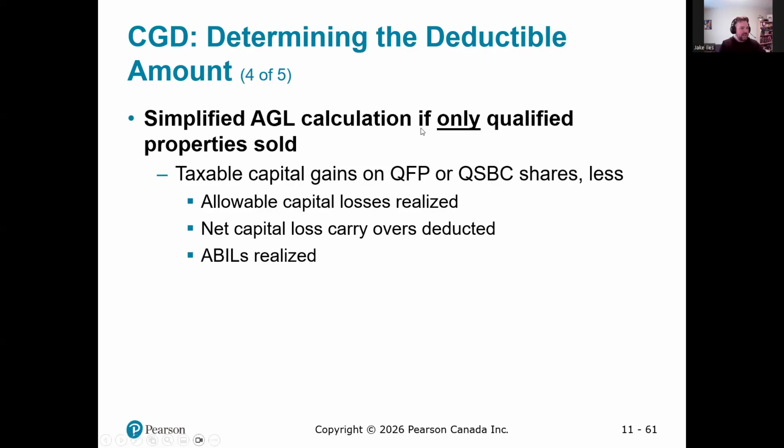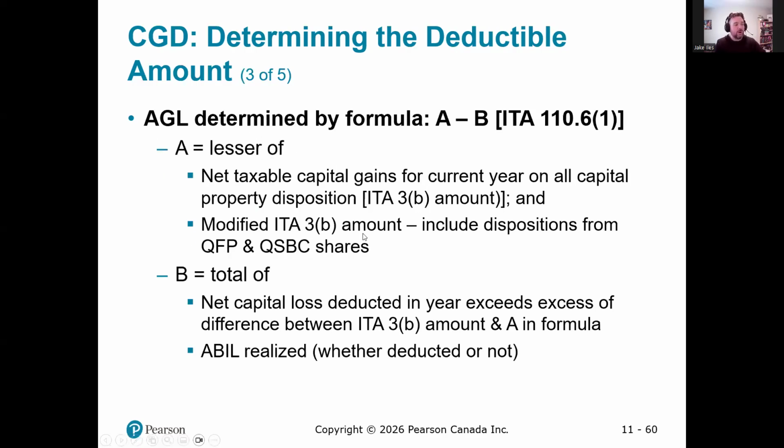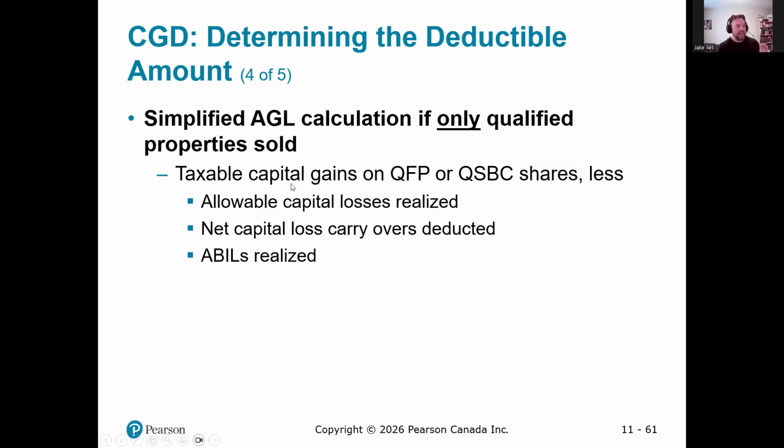The simplified AGL calculation. This formula is trying to figure out if I have my qualified small business disposal and other capital gains and losses. But if it's my only disposal, it's very simple. My capital gain on my qualified small business corporation shares, less allowable capital losses realized, less net capital losses used, less ABILs used. So this gain is already being subtracted by these various capital losses. So I will only use my capital gains deduction on the amount that's left.